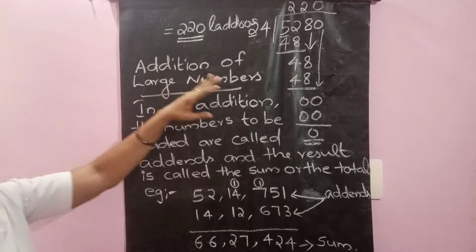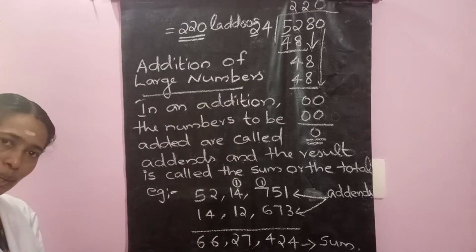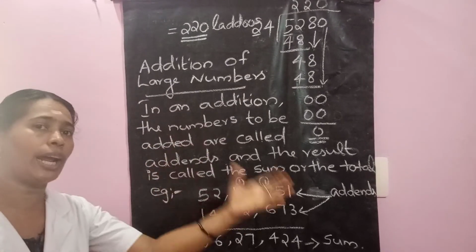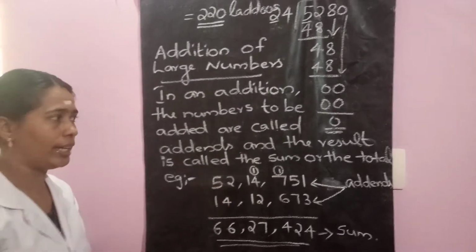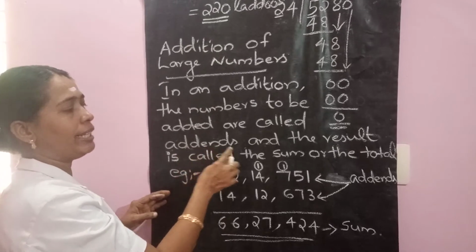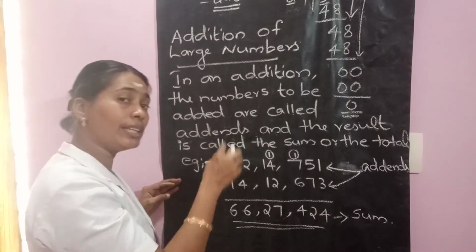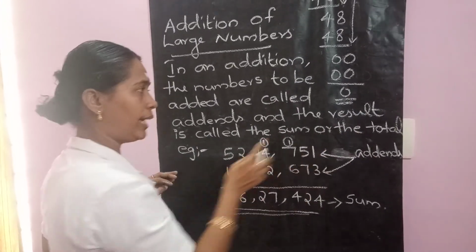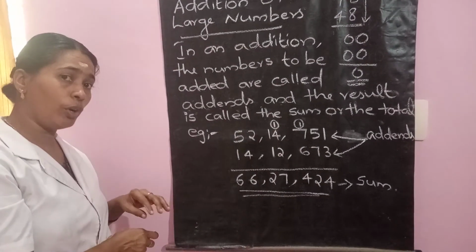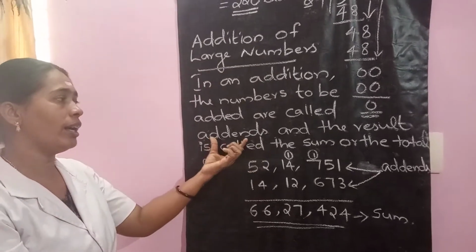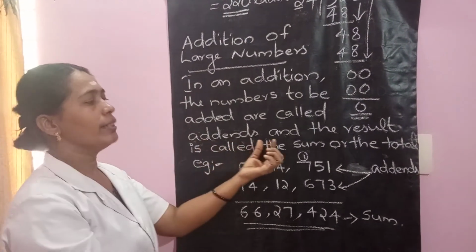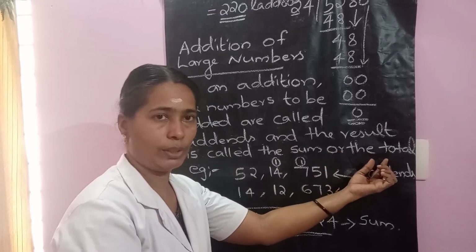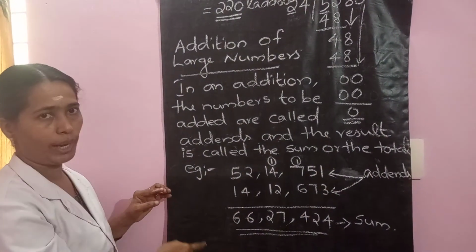Let us move to our topic of this lesson, addition of large numbers. Addition you have already studied, but the numbers which are used for addition are called addends, A-D-D-E-N-D-S. And the result is called the sum or the total. Okay, so let us go through how to add.